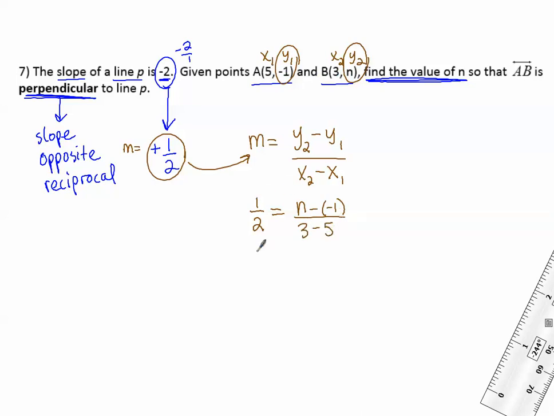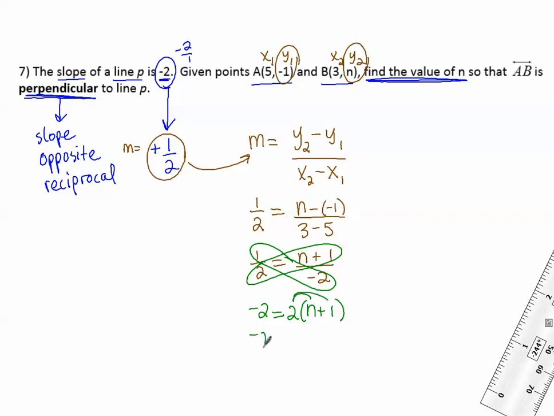Let's simplify this a little bit. 1/2 equals n minus -1 means n plus 1, over 3 minus 5 means -2. Now we can cross multiply. 1 times -2 is -2 equals 2 times the quantity n plus 1. Then we will distribute. -2 equals 2n plus 2. If it's easier, switch sides so that all of the stuff with the variable is on the other side. If that's easier for you, I'm going to continue to solve.